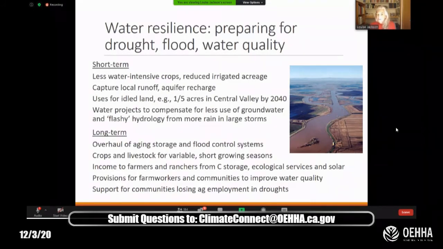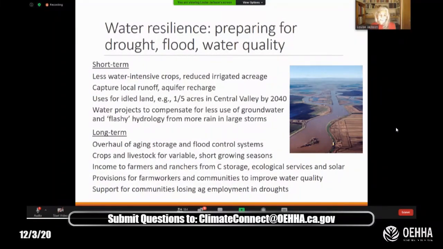There's undoubtedly going to be new water projects to deal with issues such as subsidence, new canals to compensate for the less use of groundwater, and the flashy hydrology from more rain and large storms. That's what we heard about yesterday in one of the sessions, that we're not going to see the evenness of rainfall that we are typically experiencing over the past few decades.